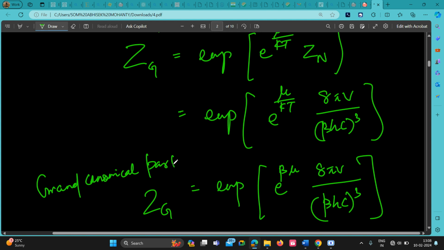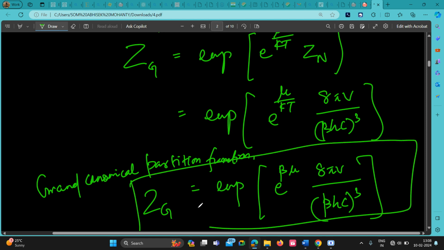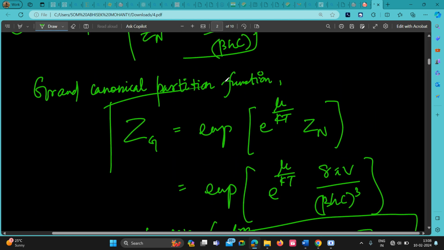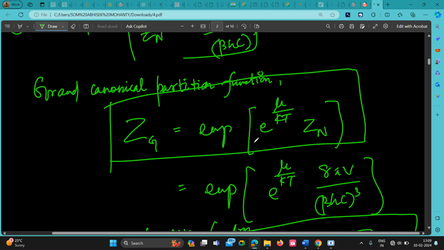Is it all right? Yeah. Just you have to remember this: Zg is equal to exponential e to the power mu by kT times Zn.